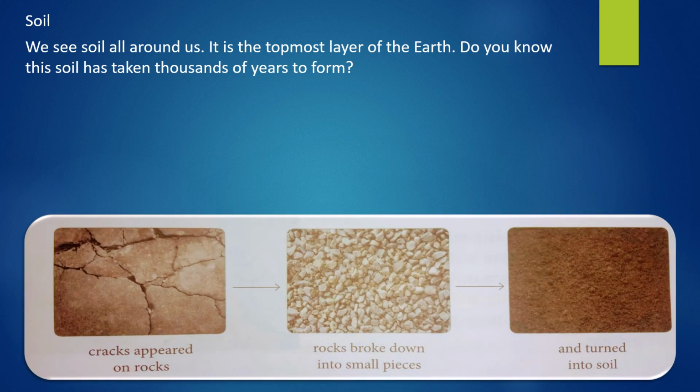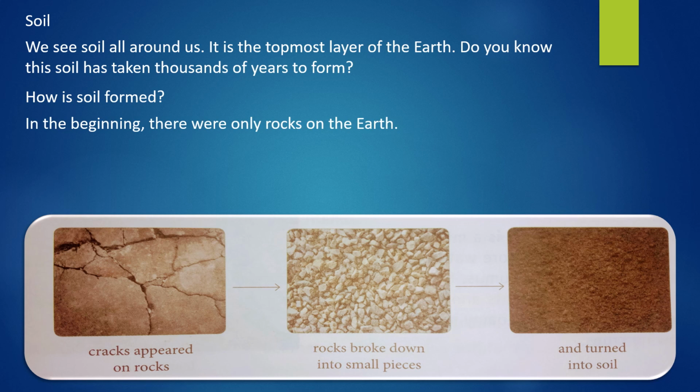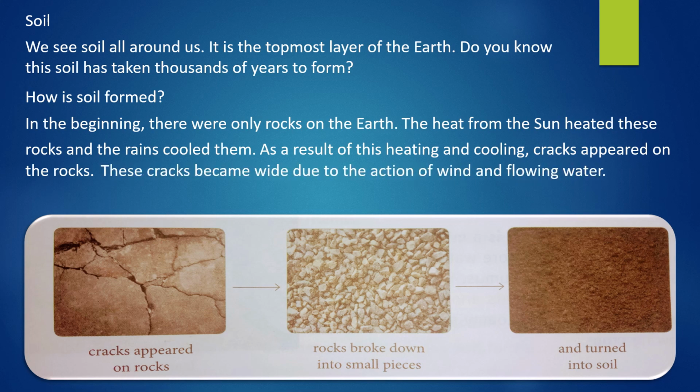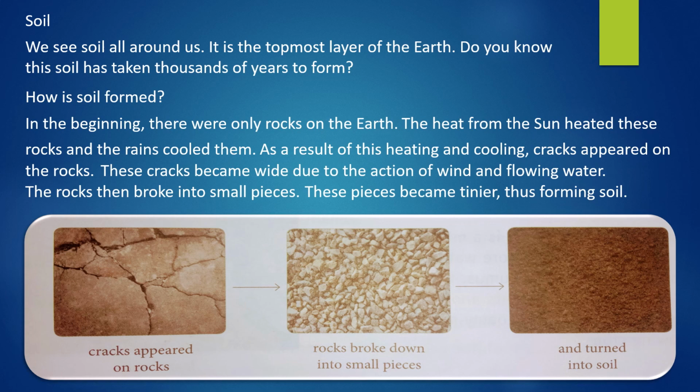So first, some very big rocks cracked and became small particles or small pieces. Then those small pieces turned into soil. How is soil formed? In the beginning, there were only rocks on the earth. The heat from the sun heated these rocks and the rain cooled them. As a result of this heating and cooling, cracks appeared on the rocks. These cracks became wider due to the action of wind and blowing water. The rocks then broke into small pieces. These pieces became tinier, thus forming soil.